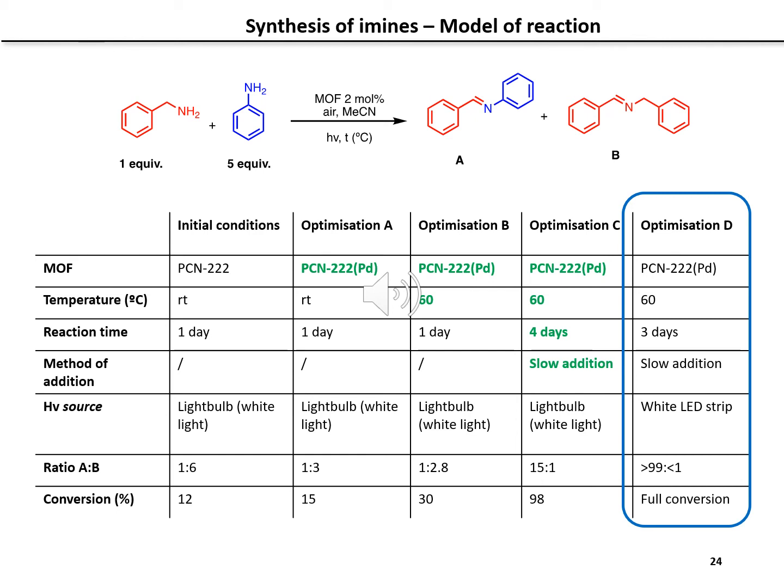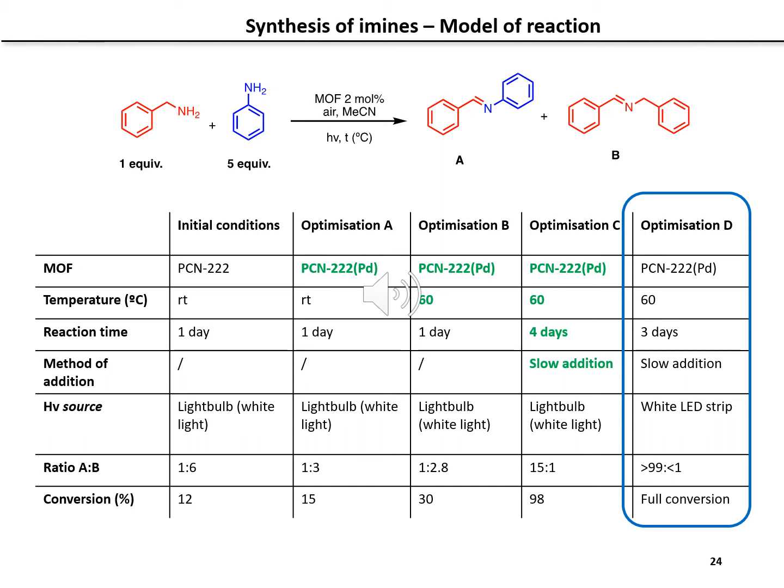and obtain a conversion of 15%. In the second optimization, optimization B, we increase the temperature to 60 degrees, and after 1 day we obtain a better conversion of 30%. In the third optimization, C, we increase the time to 4 days and use slow addition of the benzylamine to a mixture containing the aniline and the MOF.